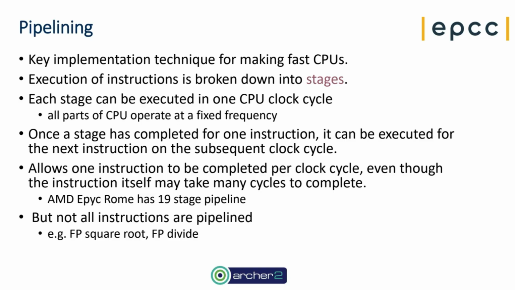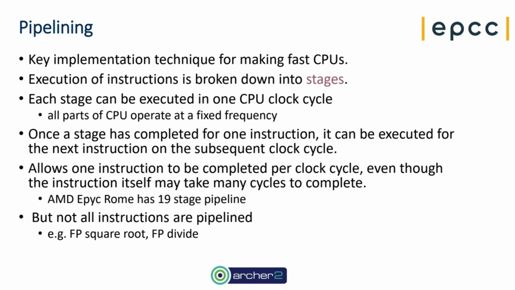Once a stage has been completed for one instruction, the idea is that it can be executed for the next instruction on the subsequent clock cycle. This mechanism allows one instruction to be completed per clock cycle, even though the instruction itself may take many cycles to complete, because it consists of lots of different stages. For example, the chips in ARCHER2, the AMD Rome, have a 19-stage pipeline. That's actually the maximum length for any instruction. Not all instructions will take 19 cycles to complete.